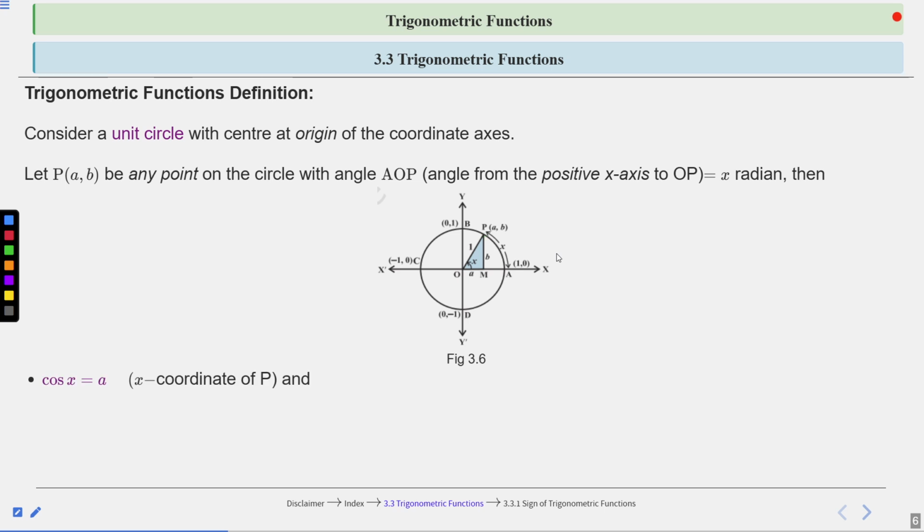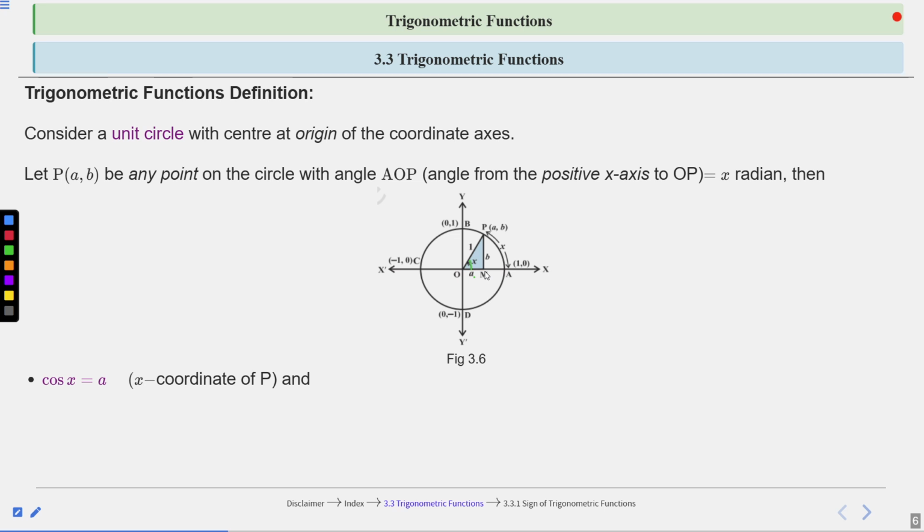cos x. We know that cos theta is basically base upon hypotenuse, right? So cos of angle x, in triangle OPM, you can see that base is OM, which is A, right? Base upon hypotenuse, hypotenuse OP is 1, because we have a circle of unit radius. So cos x is A, the x coordinate of P, right? Clear?